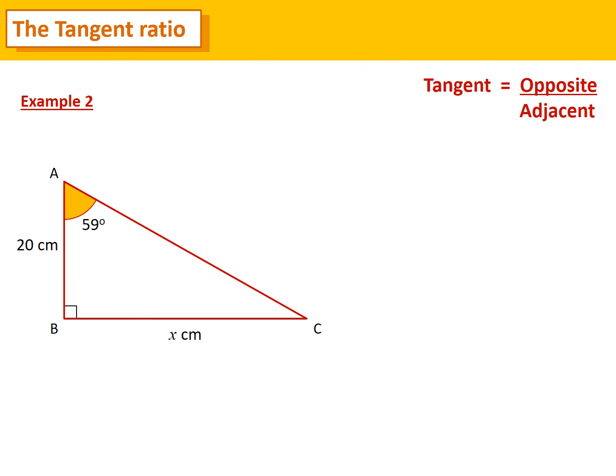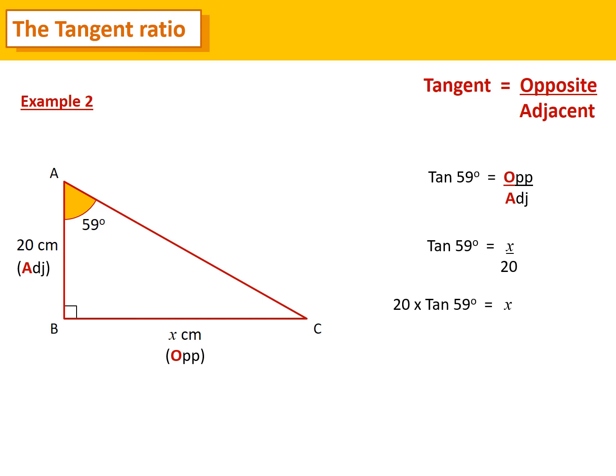Here in example 2, we have the angle marked in at A, and to that angle, X would represent the opposite side. 20 centimeters would represent the adjacent side. So the tan of the angle is opposite divided by adjacent, so that would be X divided by 20. Multiply both sides by 20, tap that into our calculators, and once again we round off, in this case to one decimal place.